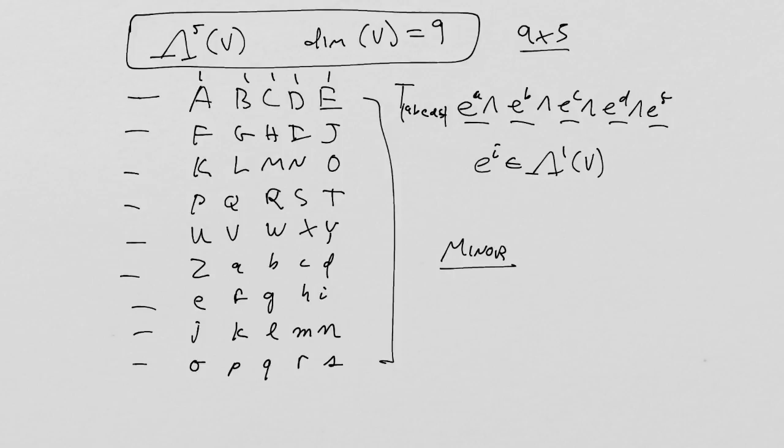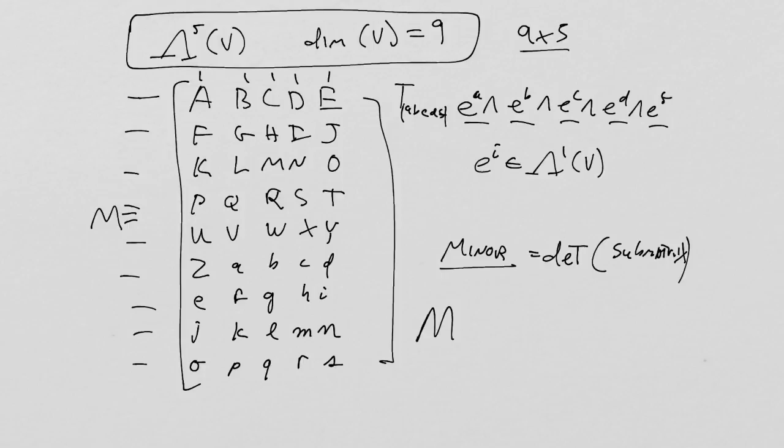A minor is actually the determinant of some submatrix, right? And the way we identify the determinant of a submatrix, let's say this matrix here is called M. So M is this matrix here. You can't take the determinant of N because it's shaped funny, but you can take the determinant of M if you include certain rows and columns only.